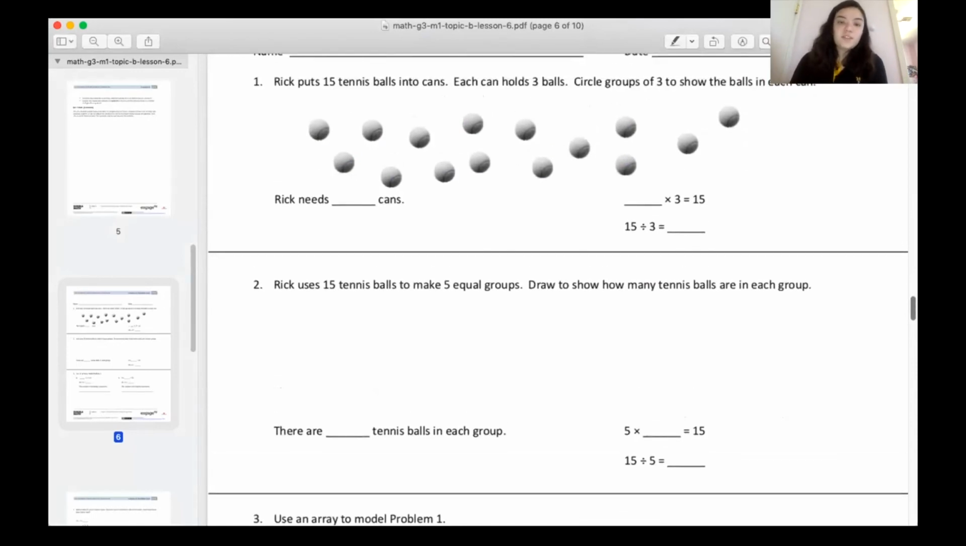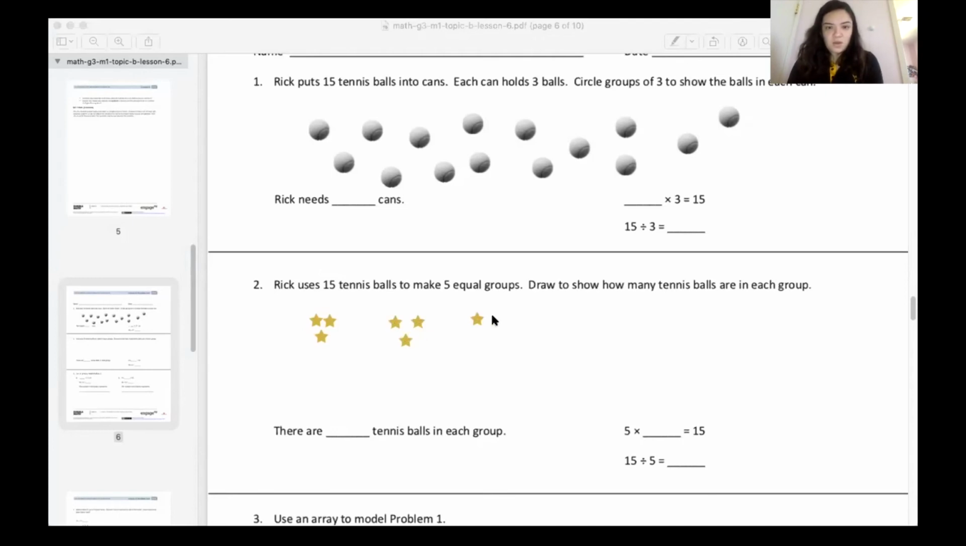Rick uses 15 tennis balls to make 5 equal groups. Draw to show how many tennis balls are in each group. So we just did that. I'm going to use a stamper. It's the same thing as what we did in the problem before, but instead of circling, we're going to make groups of 3. So 1, 2, 3, 1, 2, 3, 1, 2, 3, 1, 2, 3, and 1, 2, 3.